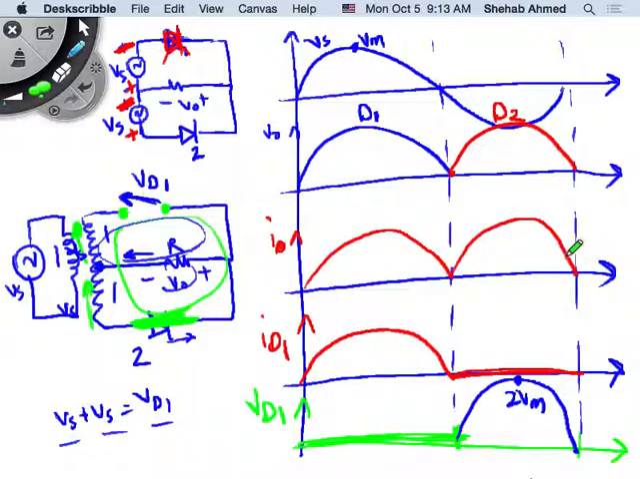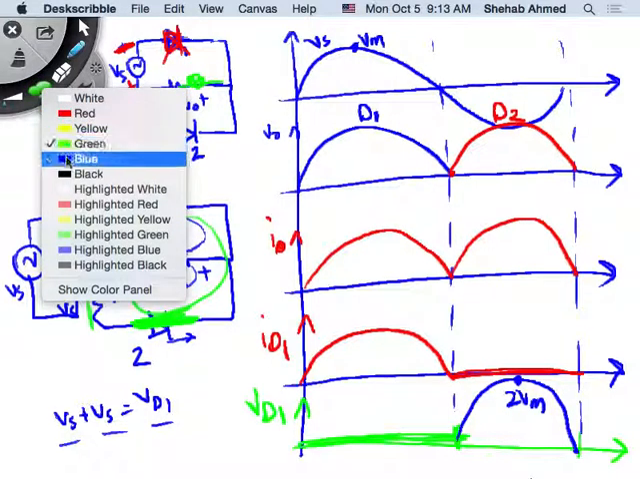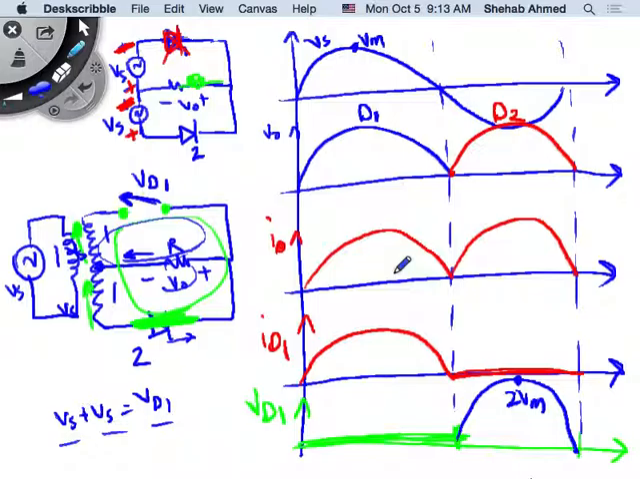For the RL case, guys, RL, full wave rectifier RL. We just did this. What does the output current look like? So this is the resistive case.